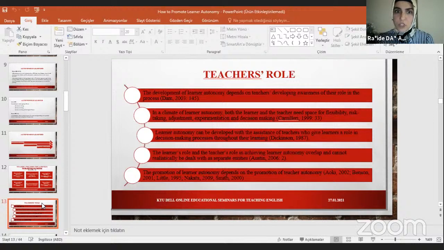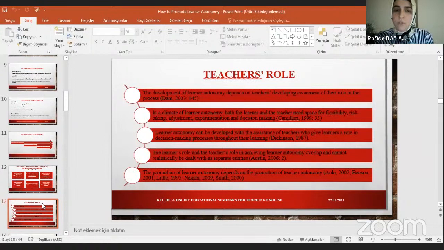So in a climate of learner autonomy, both learner and the teacher need space for flexibility in risk-taking, adjustment, experimentation, and decision-making. So as a teacher, you should be aware of this. You should leave a space for your learners to be flexible. You should leave room for your learners to take some risk. And as a teacher, you should take some risks.